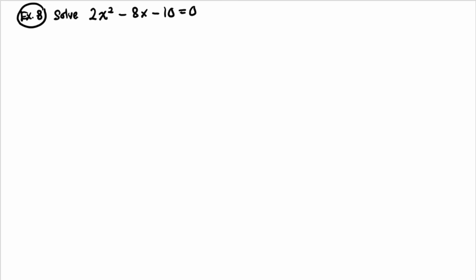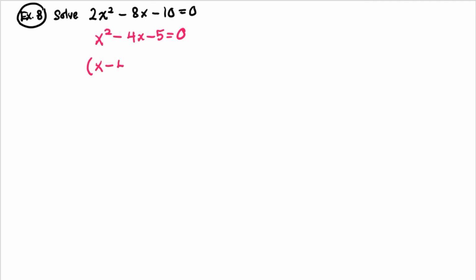Okay, suppose we have to solve this equation. So try to factorize 2, because we can divide everything by 2. When we divide everything by 2, we'll have something like x squared minus 4x minus 5 equal to 0. Right? Now I want to factorize this. Can I factorize this? All right.